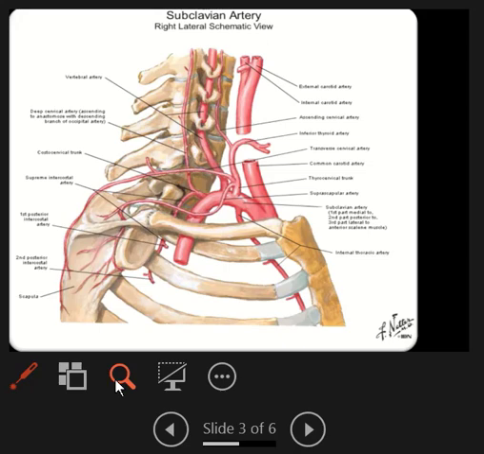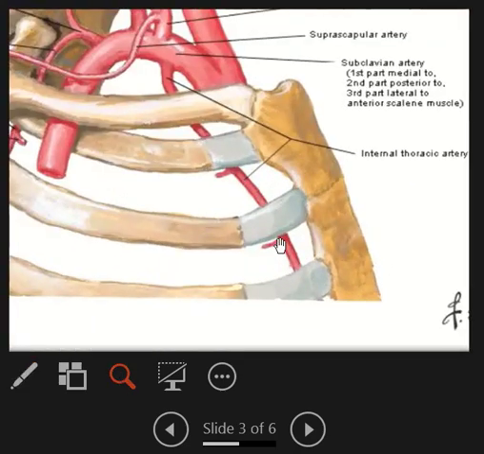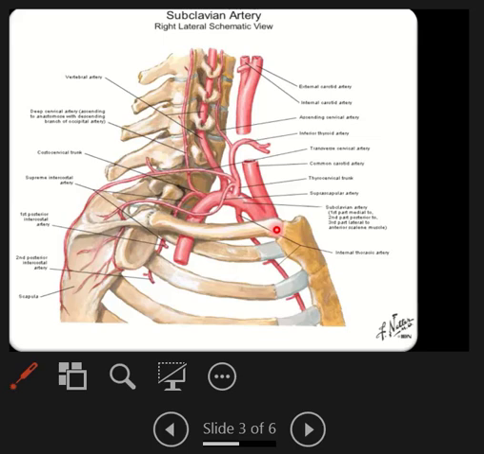And as you see in the picture, this internal thoracic artery has branches called anterior intercostal arteries. Six pairs of anterior intercostal arteries originate from the internal thoracic artery. The next branch is the thyrocervical trunk.